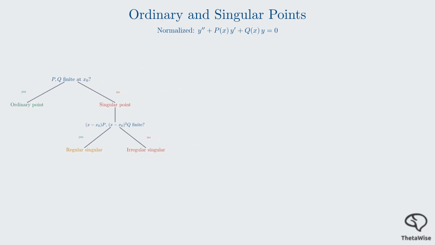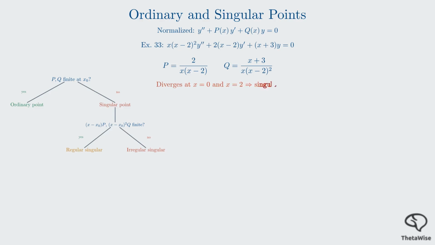Apply this to example 33. X times x minus 2 squared y double prime plus 2 times x minus 2 y prime plus x plus 3 times y equals 0. After dividing by the leading coefficient, p equals 2 divided by x times x minus 2, and q equals x plus 3 divided by x times x minus 2 squared. Both coefficients are infinite at x equals 0 and x equals 2, so both are singular candidates.